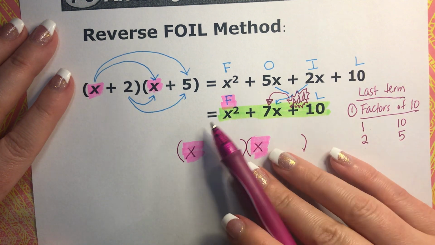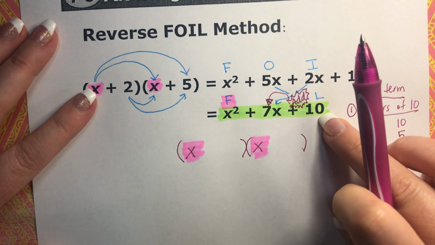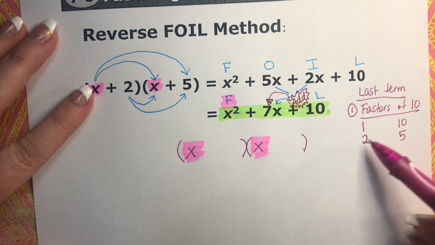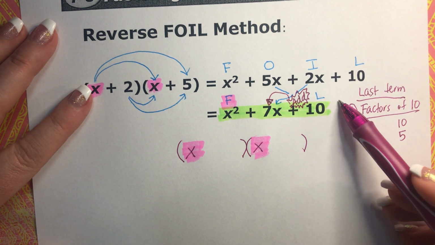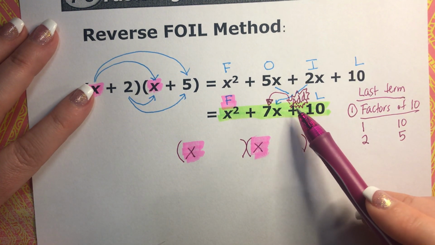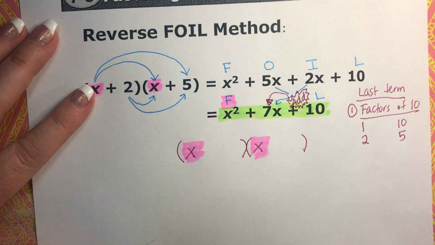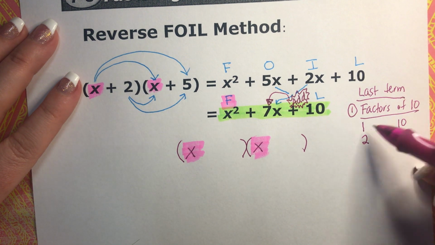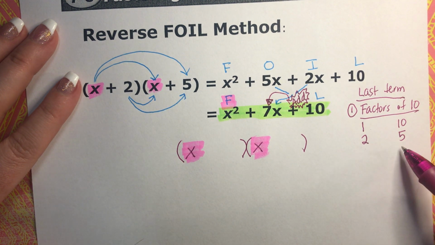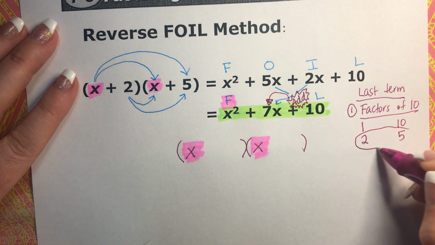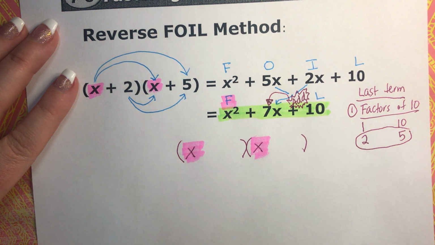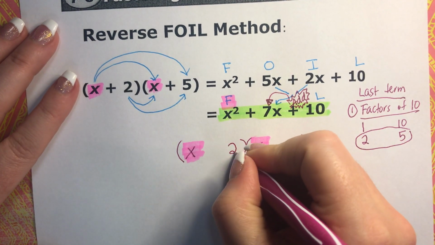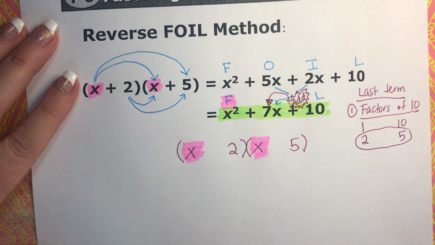So we start here. We see 10. We're like, okay, we've got to do the factors. 1, 10, 2, 5. Okay, cool. Then I see this plus. This means of the factors, I'm adding to get 7. So which of these factors do I add to get 7? Well, 1 plus 10 would be 11, so it's not going to be that one. And 2 plus 5 is 7, so it's going to be this one. So I just put that in here, 2 and 5.